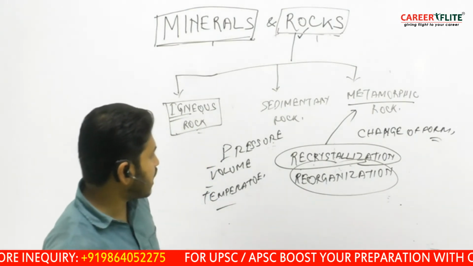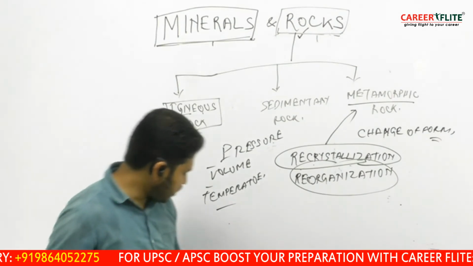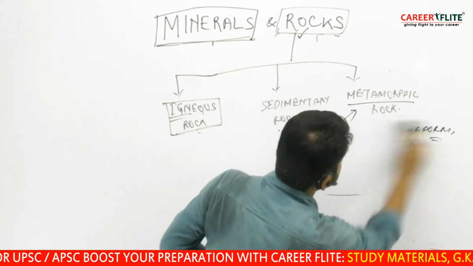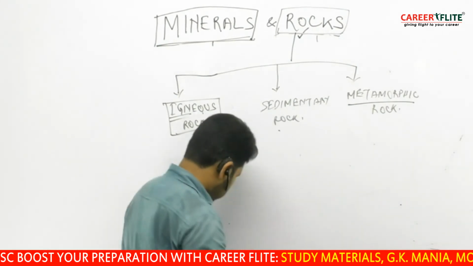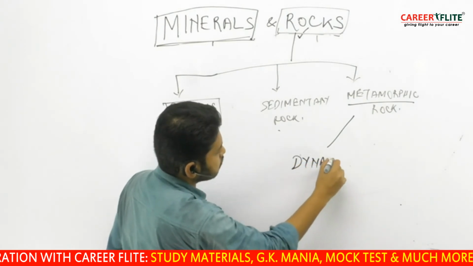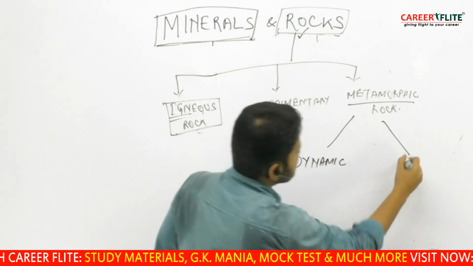So there are different types of rocks. Again, metamorphic rocks can be classified into two types. One is dynamic metamorphism, another is thermal metamorphism.